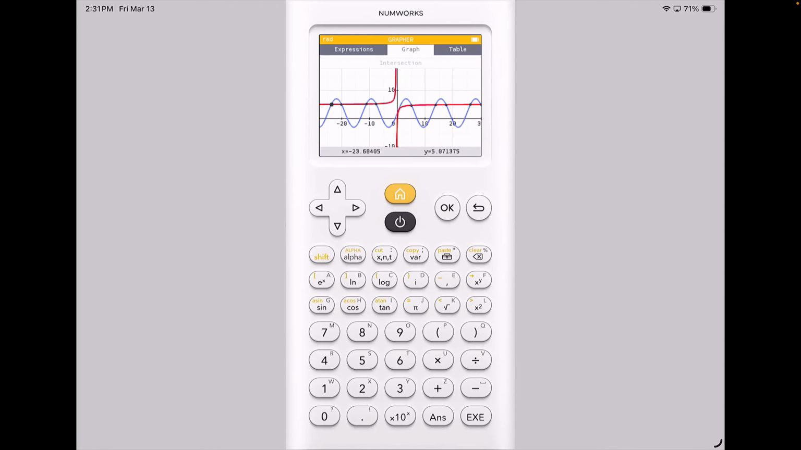And then you go back to your graph, and you use your cursor to go left and right, and it will hit only the points of intersection. So right now, the point of intersection is x equals -23.68, y is 5.017. If I scroll to the left or scroll to the right, it'll always hit the points of intersection.